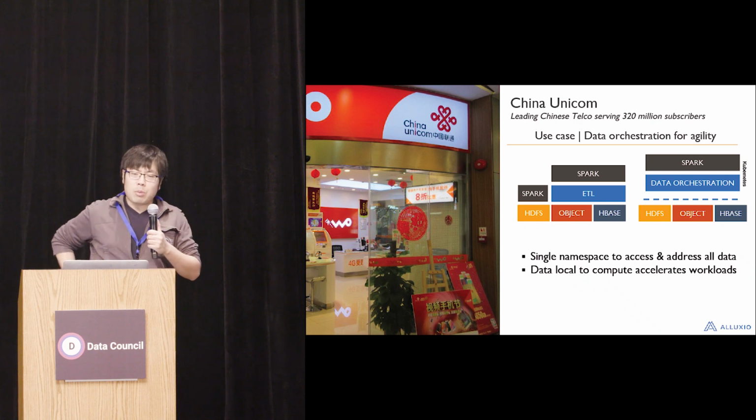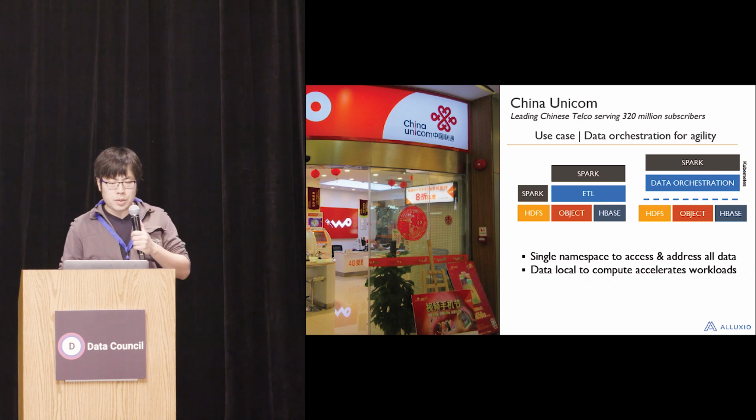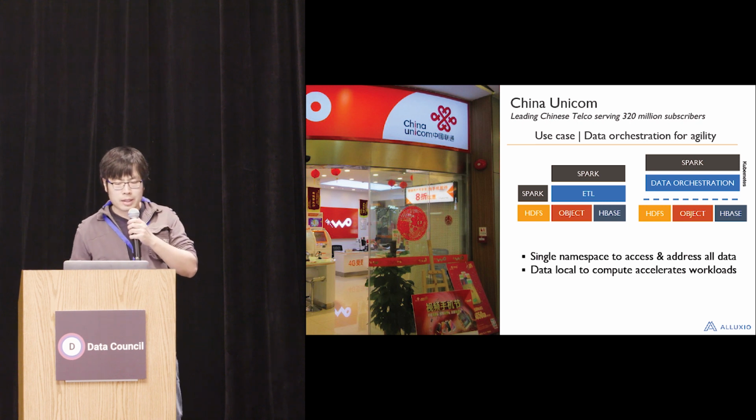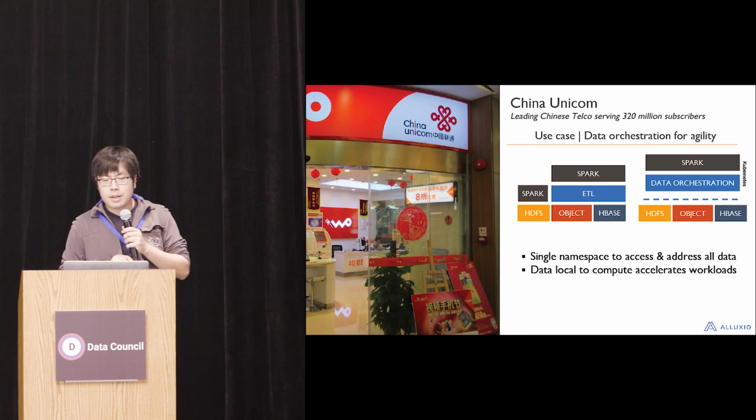So I will show two use cases. One is a use case at China Unicom. This is one of the biggest telecom companies in China, serving 320 million subscribers. They are running Spark workloads on different clusters. Some are HDFS, some use object store or HBase. And previously, they were doing ETL to migrate data from one place to their HDFS to be consumed by Spark. So later on, they decided to put one orchestration layer here.